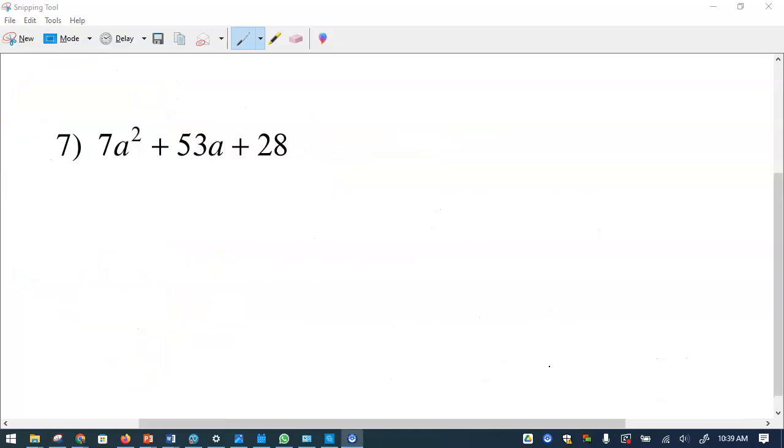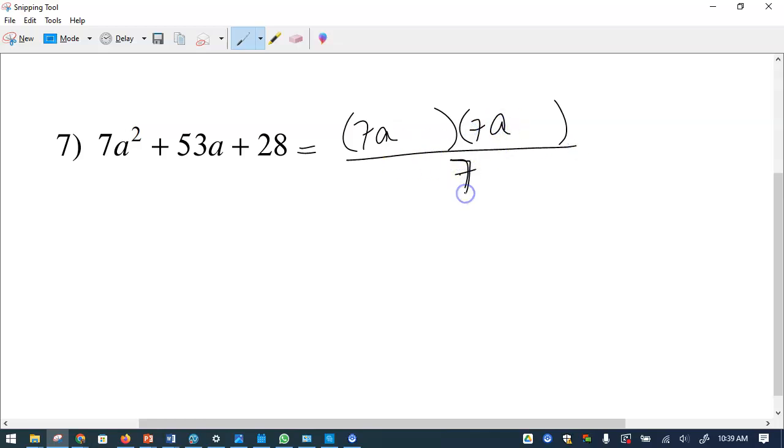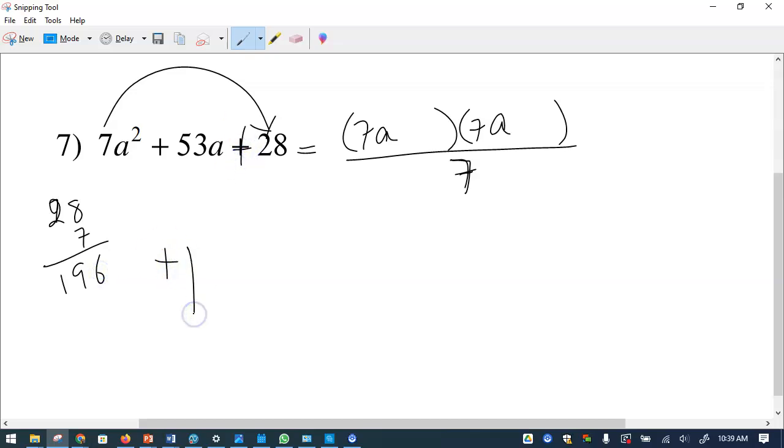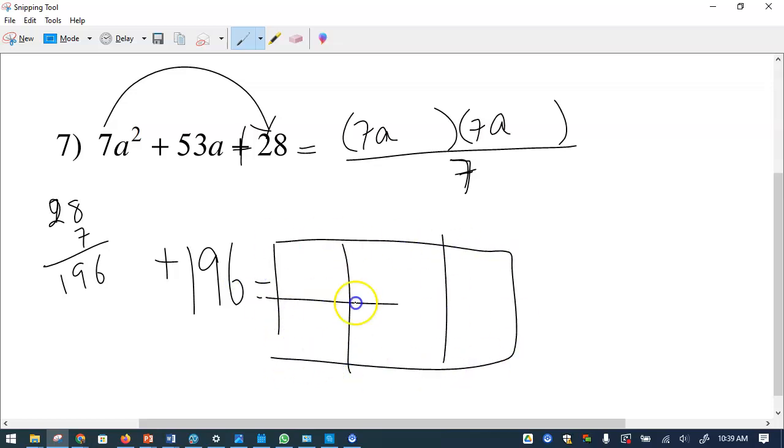So sometimes the questions are somewhat difficult. Like there's a 7 here. The first thing you're going to write is 7a and 7a and divide by 7. Now look at that 7. Somehow this 7 has to go away, right? So first of all, 7 times 28. What is 7 times 28? If you multiply 28 and 7, you end up getting 196. Now that 196 is plus. So you're looking at 196, and you want to break this into its factors.